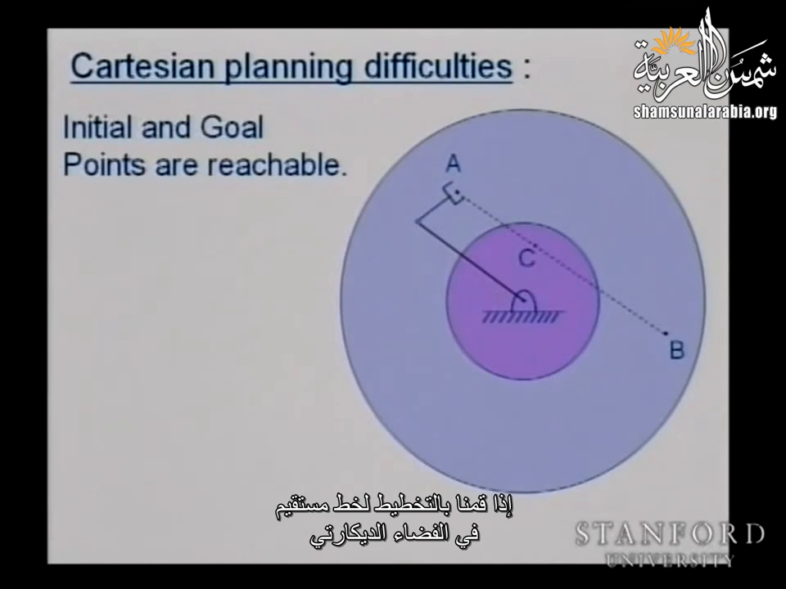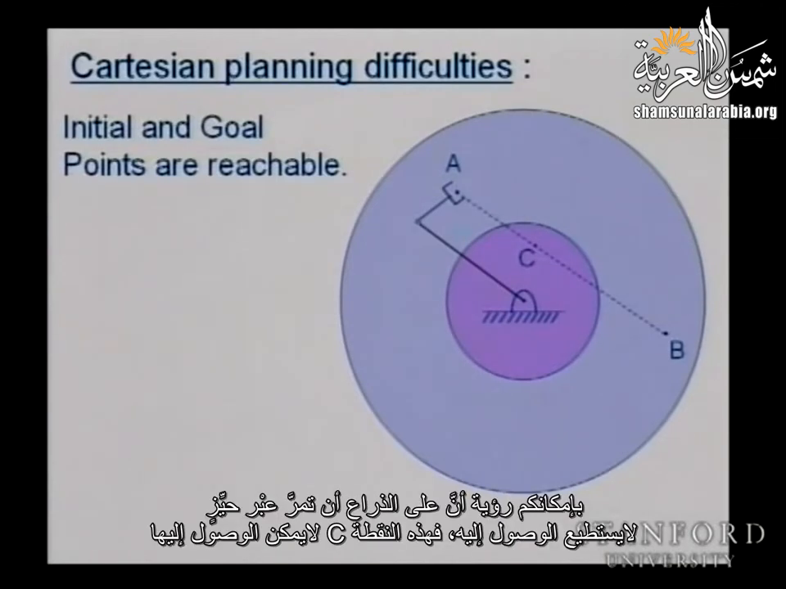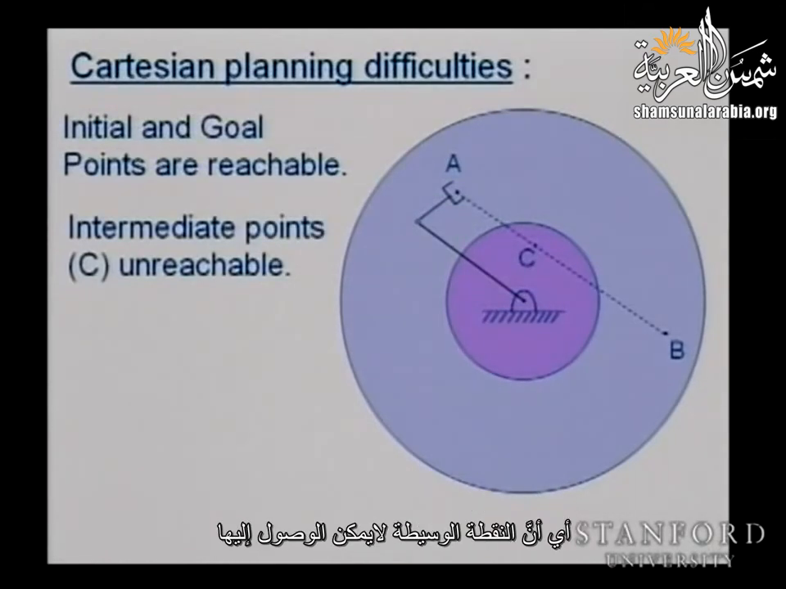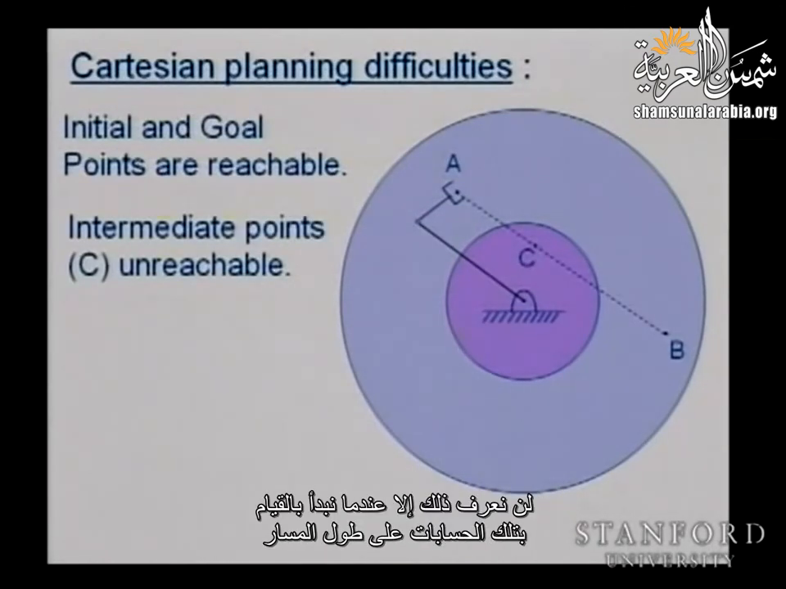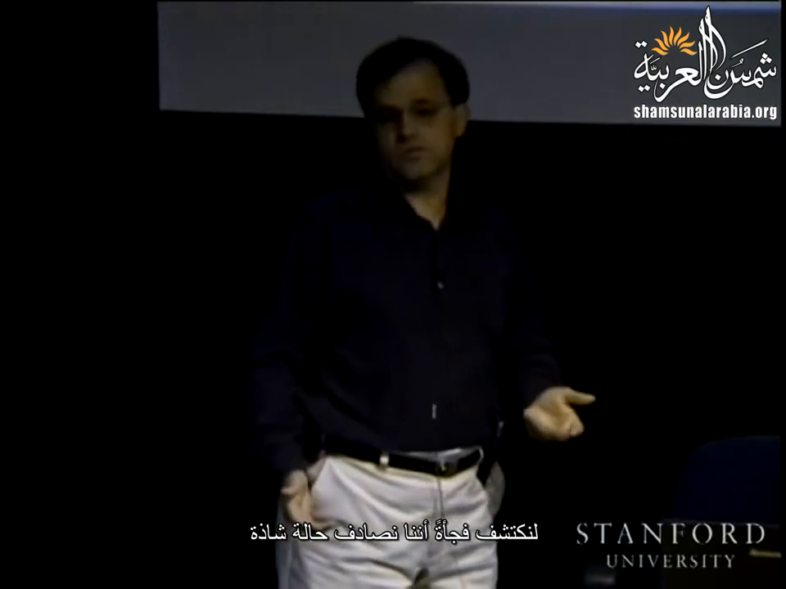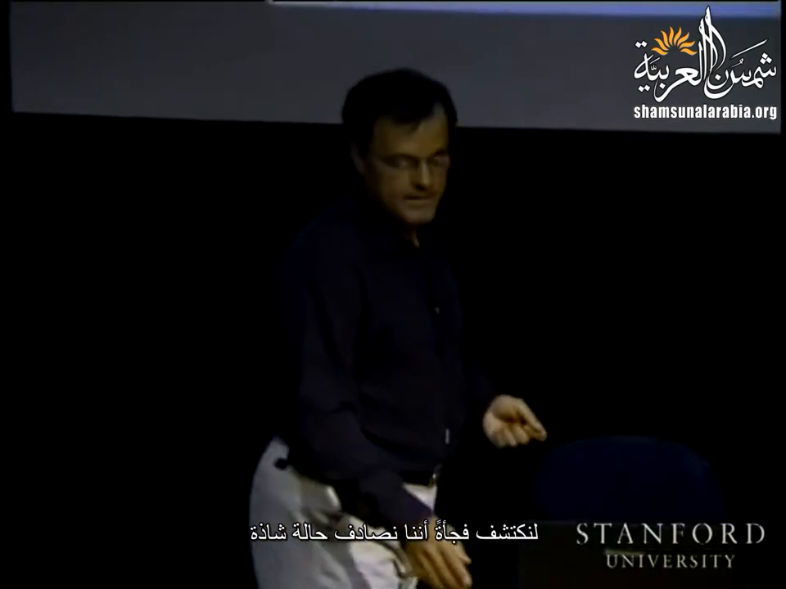Now, if we plan a straight line in Cartesian space, you see that it goes through a space where we cannot reach. This point C is not reachable, so the intermediate point is not reachable. We wouldn't know that until we actually start doing these computations along the path and suddenly find out that we are running into a singularity. So that's one type of problem.